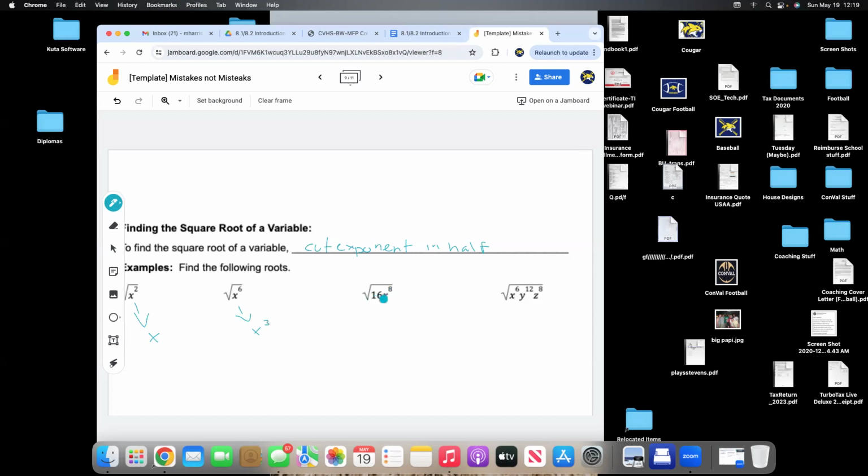Now here, if we have a number, what this tells us to do is take the square root of 16, and take the square root of x to the 8th. Well, the square root of 16 is 4. Square root of x to the 8th is x to the 4th. And lastly, this one tells us to take the square root of x to the 6th, the square root of y to the 12th, and then the square root of z to the 8th. All right, half of 6 is 3, so this is x to the 3rd. Half of 12 is 6, and half of 8 is 4. So this is this answer right here.